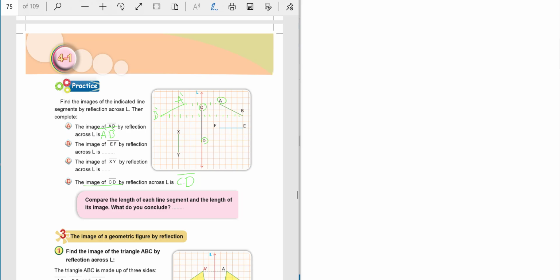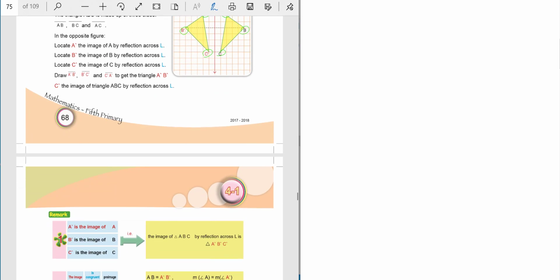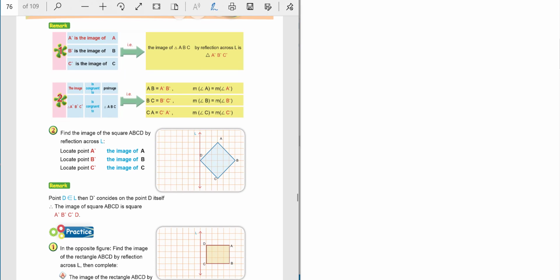We need to find the image of a geometric figure by reflection. To find the image of a figure, find the image of all vertices in this figure. Here the triangle has three vertices. We find the image of A, A dash, and B, B dash, and C, C dash, then draw the figure. This is the reflection across L. We said before, the image of a figure is congruent to the original figure.